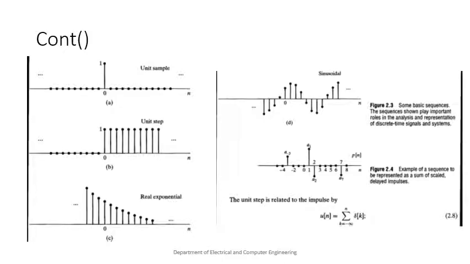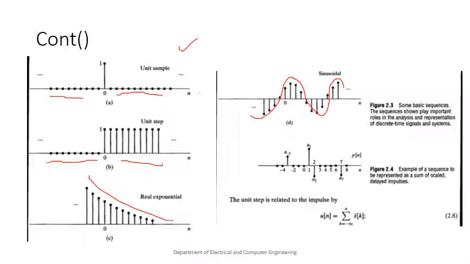As you can see here, we have the unit sample on the n axis: at 0 it is 1, and everywhere else it is 0. Now the unit step is 0 on the negative side, and on the positive side it is 1. This is a real exponential and this is a decaying real exponential. Now this is sinusoidal. If I just join these, it will look like a sinusoidal.